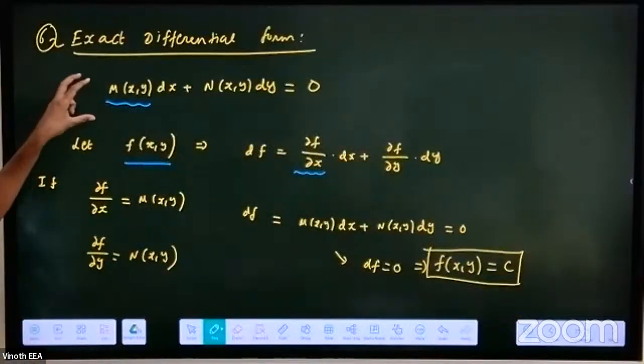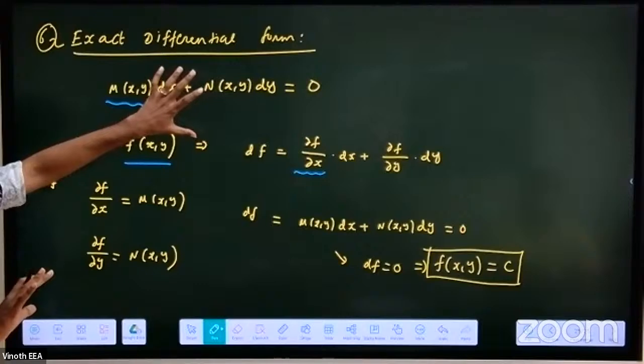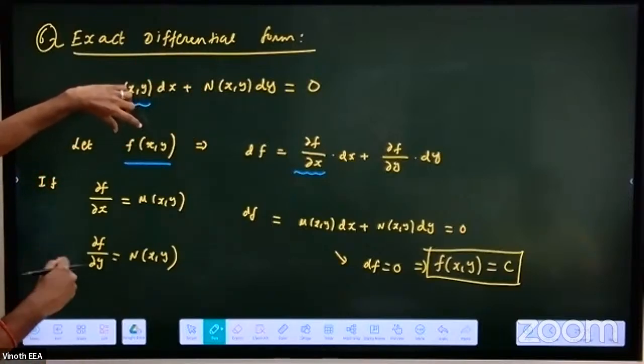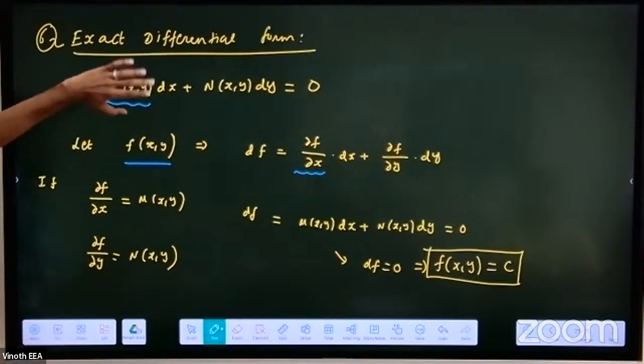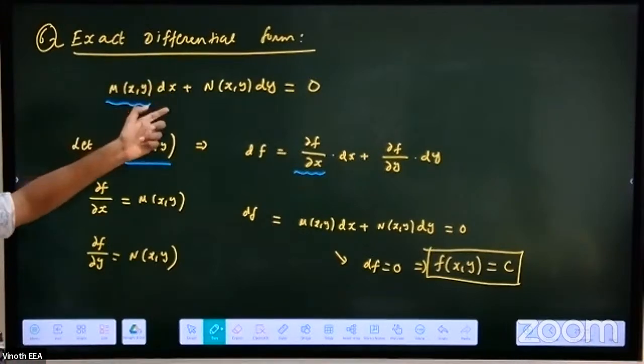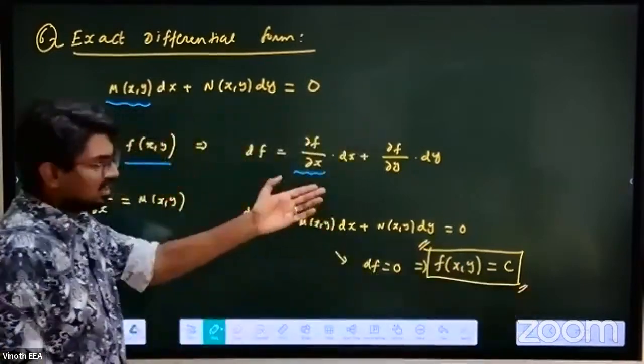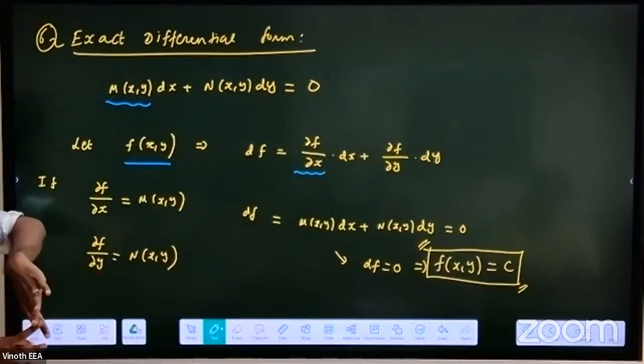So in whatever form I am having, if I substitute it into the multivariable function, the two-variable function, and if that two-variable function becomes constant, and I am able to change it like this, then it is an exact differential.